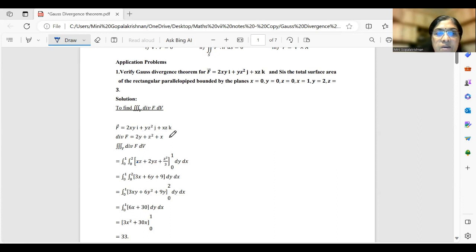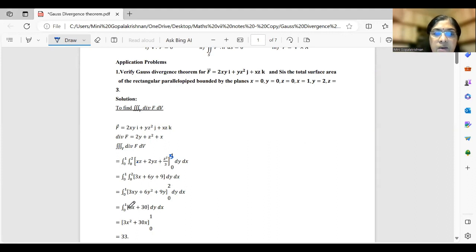So we found divergence f, which is this term, and then we have integrated this term with respect to z. When we integrate this term with respect to z, we'll get 2yz, z cube by 3, and xz. Okay, so this limit is not 1, this limit is 3. So when you replace all the z values by 3, you get 3x plus 6y plus 9, which again has to be integrated with respect to y. That gives you 3xy plus 6y square plus 9y between 0 to 2. Put the limit 2 wherever you have y.